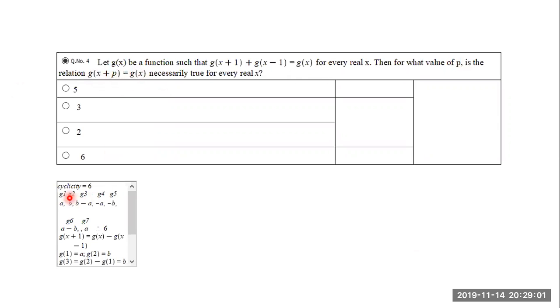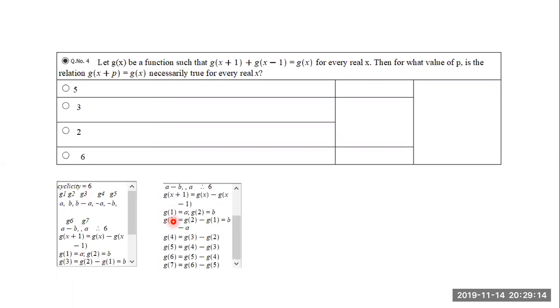Right. So what we will do is we will consider g1 is equal to a and g2 is equal to b. Then g3 is what? g3 is equal to g2 minus g1, which is b minus a. What is g4? g4 is equal to g3 minus g2. So substituting, you will get g4 is minus a, g5 is equal to minus b, g6 is equal to a minus b, right? And g7 is equal to a, which is repeated. Therefore, cyclicity is 6.